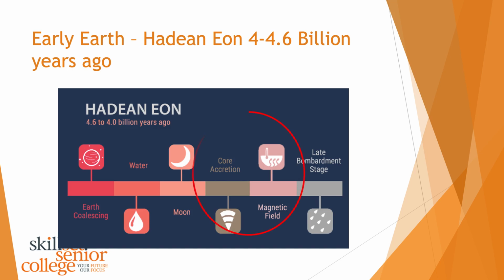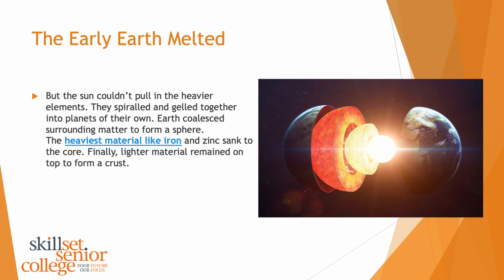Let's have a look here at the core accretion and the magnetic field. Core accretion and magnetic field, what do I mean by that? Well, the sun couldn't pull the heavier elements. Remember I talked about the formation of the solar system. We have the large gassy giants in the outer orbits of the sun. In the inner orbits, the closer to the sun, we have the heavier elements like iron forming the rocky planets. So Venus, Mercury, Earth and Mars are all rocky planets close to the sun.